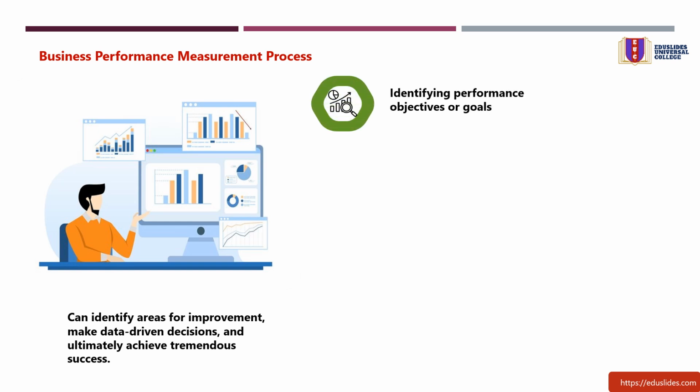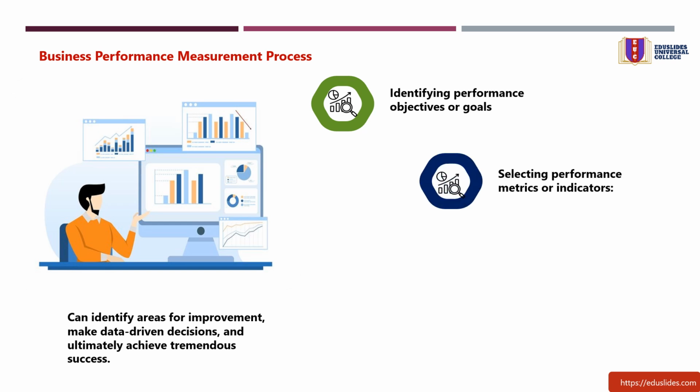Identifying performance objectives or goals. The first step is clearly defining goals and what success looks like. For example, the goals could be increasing sales or reducing costs, or an abstract idea, such as improving customer satisfaction.